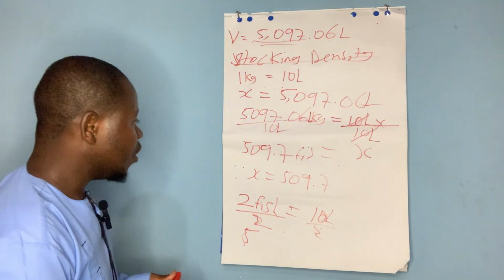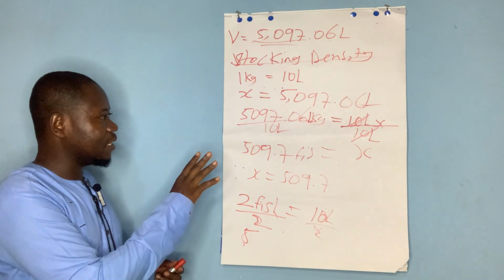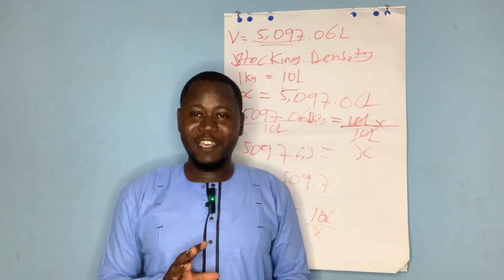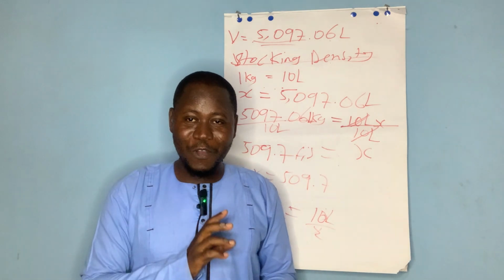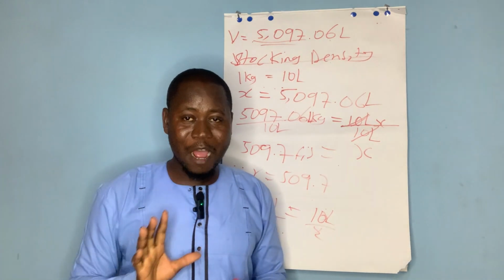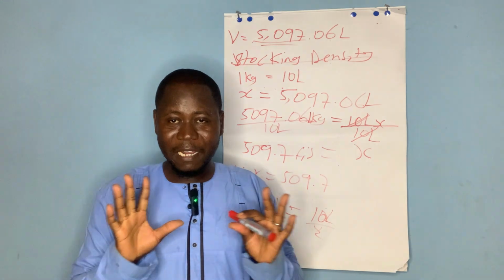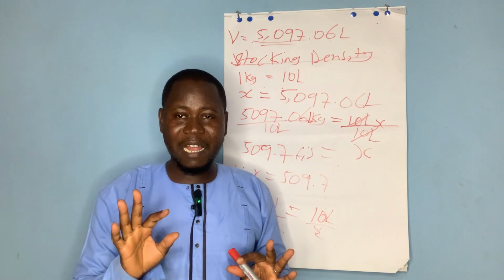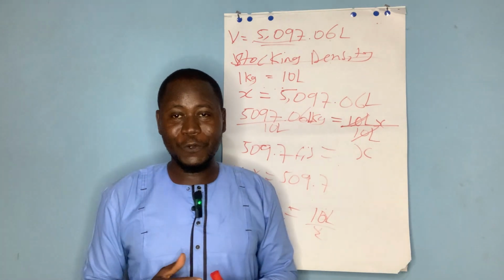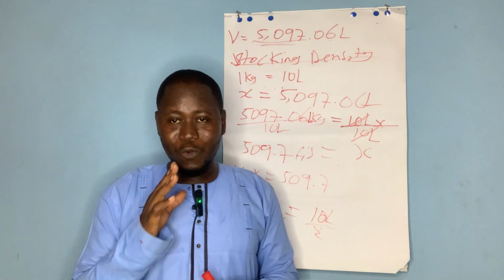Now, we have seen how to calculate the stocking density of a rectangular pond. Next, we are going to look at how to calculate the stocking density of a cylindrical pond. Your pond might not be rectangular, but it could be a circular or cylindrical one, so you may also want to know. So we'll look at that.